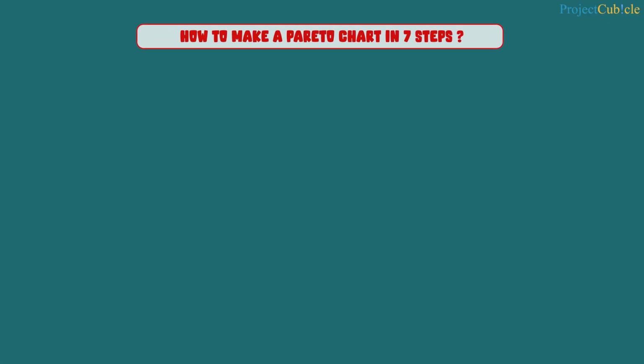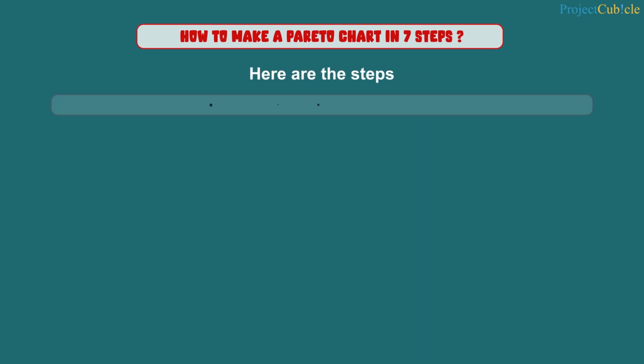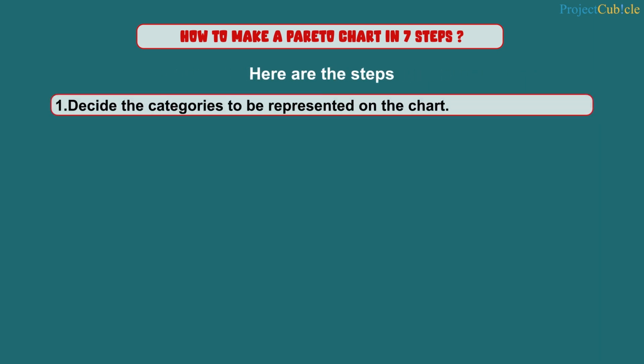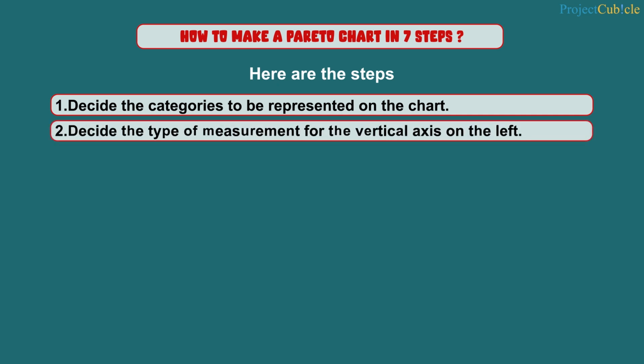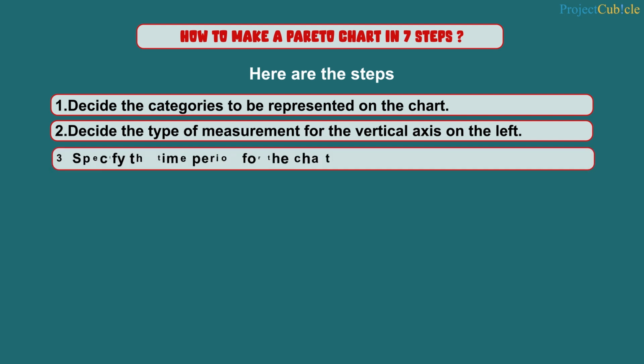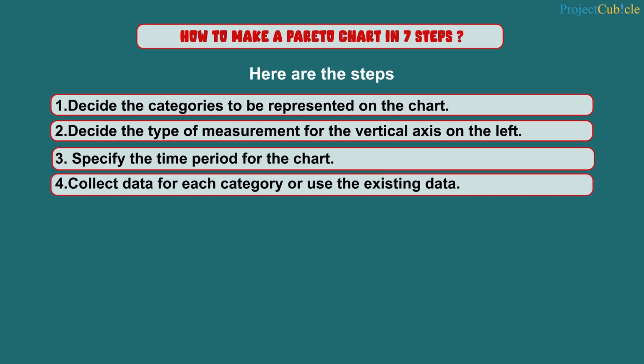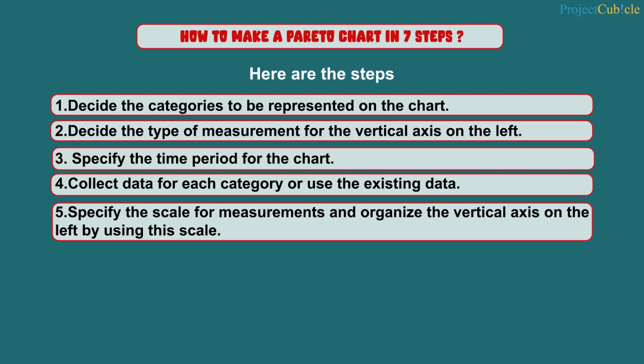How to make a Pareto chart in 7 steps. Here are the steps. Decide the categories to be represented on the chart. Decide the type of measurement for the vertical axis on the left. Specify the time period for the chart. Collect data for each category or use the existing data. Specify the scale for measurements and organize the vertical axis on the left by using this scale.